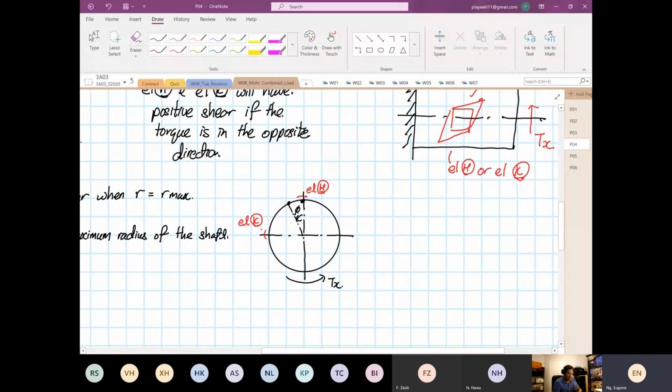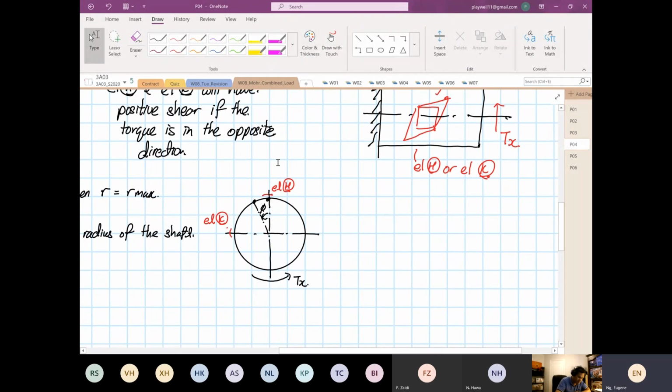So if you look at the distribution, I wonder, is it distribution? I wonder what is a good term. So now if this is our shear, this is our shear, and our shear is equal to TR over J, right?